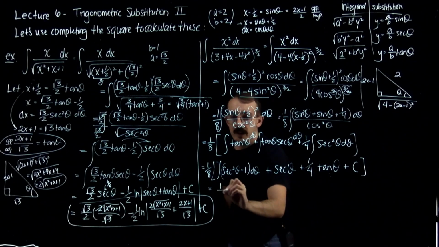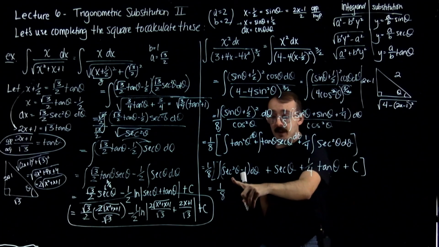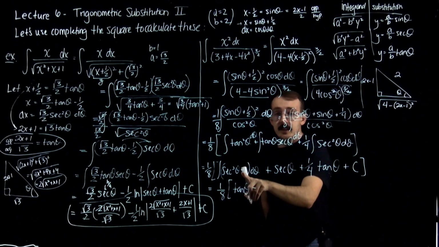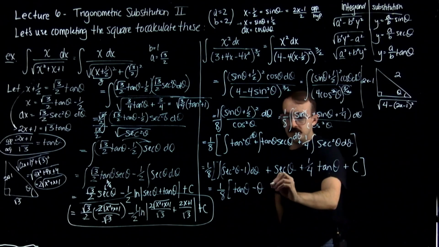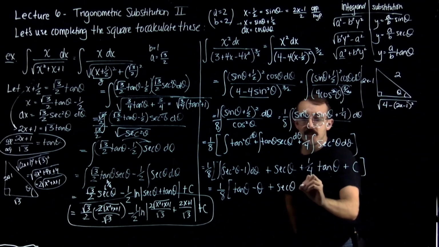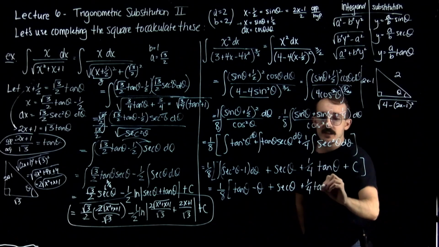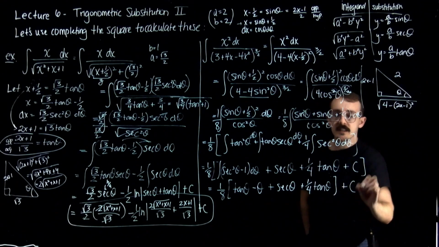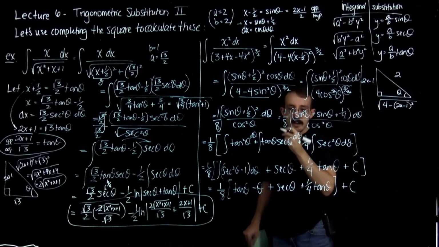So I get 1/8. The integral of secant squared, again, is tangent theta, minus the integral of 1, which is theta. The way I did this, I already took care of the easier ones, so this one was just secant theta plus 1/4 tangent theta. And this plus c is just some constant; it's going to move outside of all of that.